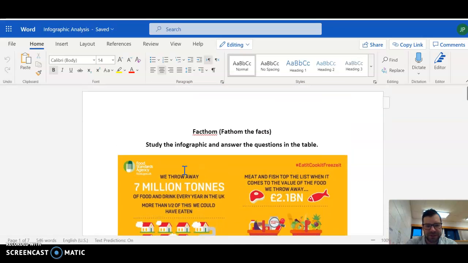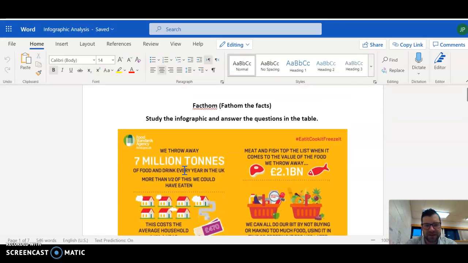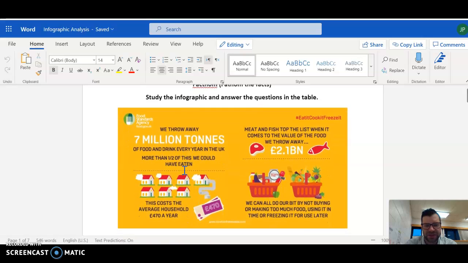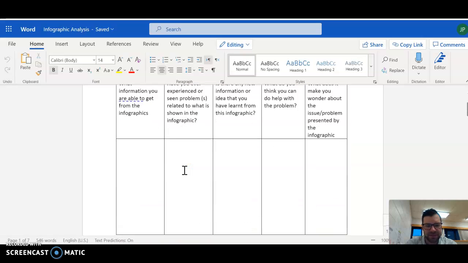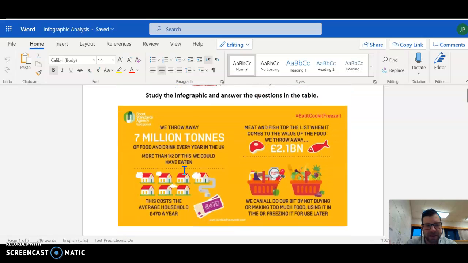We'll just do the first one here. Study the infographic and answer the questions on the table. For some reason, I'm going to have to keep scrolling down like this, but let's look at the infographic first. We throw away 7 million tons of food and drink every year in the UK. More than half of this we could have eaten. This costs the average household 470 pounds a year. You can see they have 470, all of these 7 houses.